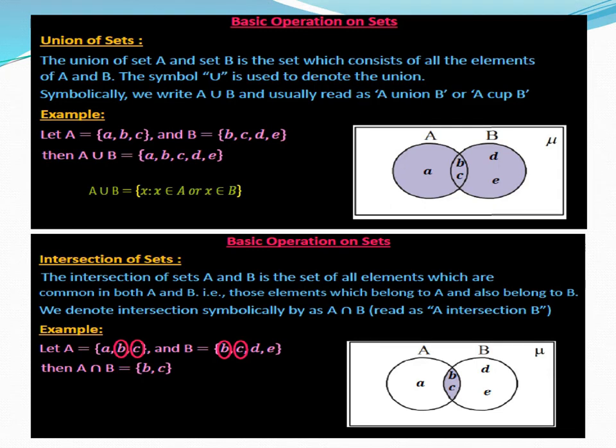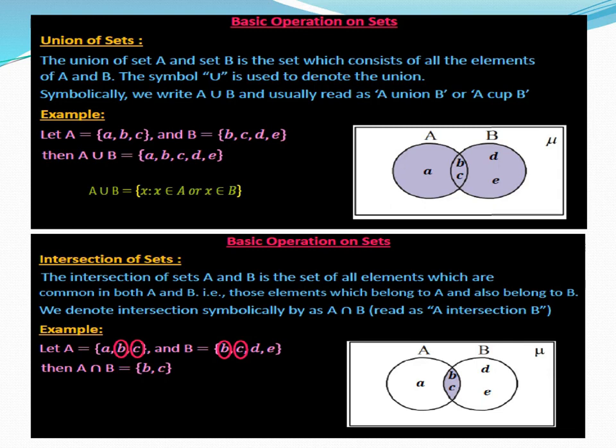Now we will learn basic operations on sets. Union of sets. The union of set A and set B is the set which contains all the elements of A and B. The symbol U is used to denote the union. Symbolically we write A union B, usually read as A union B or A cup B. Suppose you take one example.